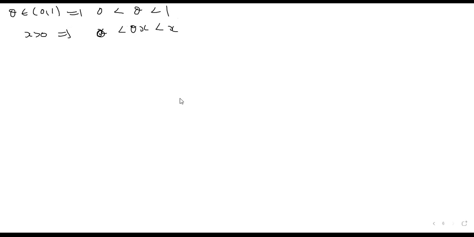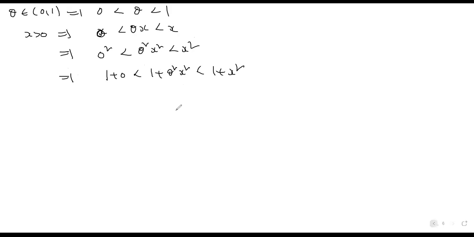Now I want square on both sides. If you square on both sides, what will happen? Nothing, sir. Sign will be same. Yeah, the symbol cannot be changed. Therefore, if you square on both sides, 0 square means 0, which is less than theta square x square, which is less than x square. So now I want to add 1 on each side. 1 plus 0, which is less than 1 plus theta square x square, which is less than 1 plus x square.